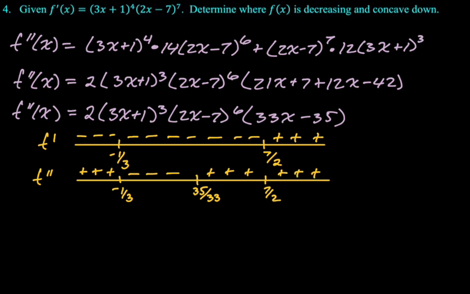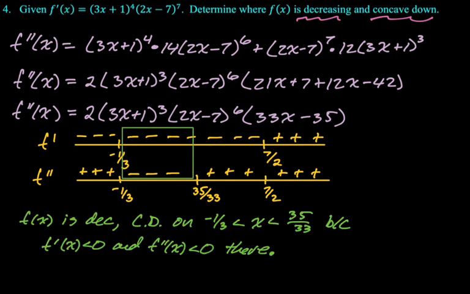So we're positive there. We were looking for decreasing and concave down, which means both had to be negative. So if you just look, there's your interval where they're both negative. That's why we make our sign charts the way we do, where we space them out, put lots of pluses, lots of minuses, so you can just see what's happening. So I'm going to write up my answer. F of x is decreasing, concave down, on negative 1/3 to 35/33, because f prime is less than 0, f double prime is less than 0 there.